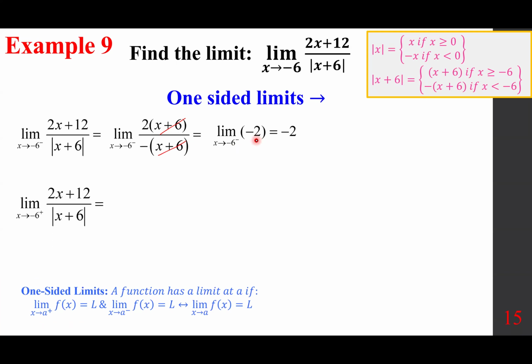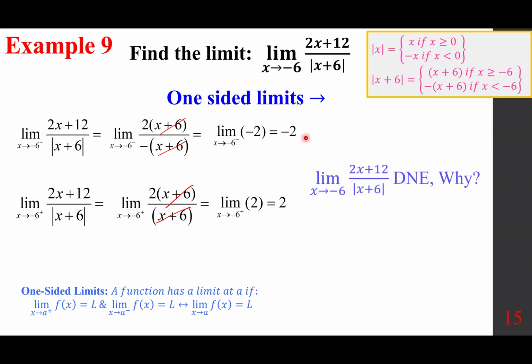We work on the same thing from the right. The limit of 2x plus 12 over the absolute value of x plus 6 as x approaches negative 6, this time from the right. So we write the same thing. For the numerator, we factor out the 2. For the bottom, we are up here, so we just drop the absolute value. So the result is 2, and the limit of 2, regardless of what happens here, it's a constant, is 2. Are these two the same? No. Because one-sided limits are not the same, the limit of 2x plus 12 over the absolute value of x plus 6 as x approaches minus 6 does not exist. Why? These two are different.